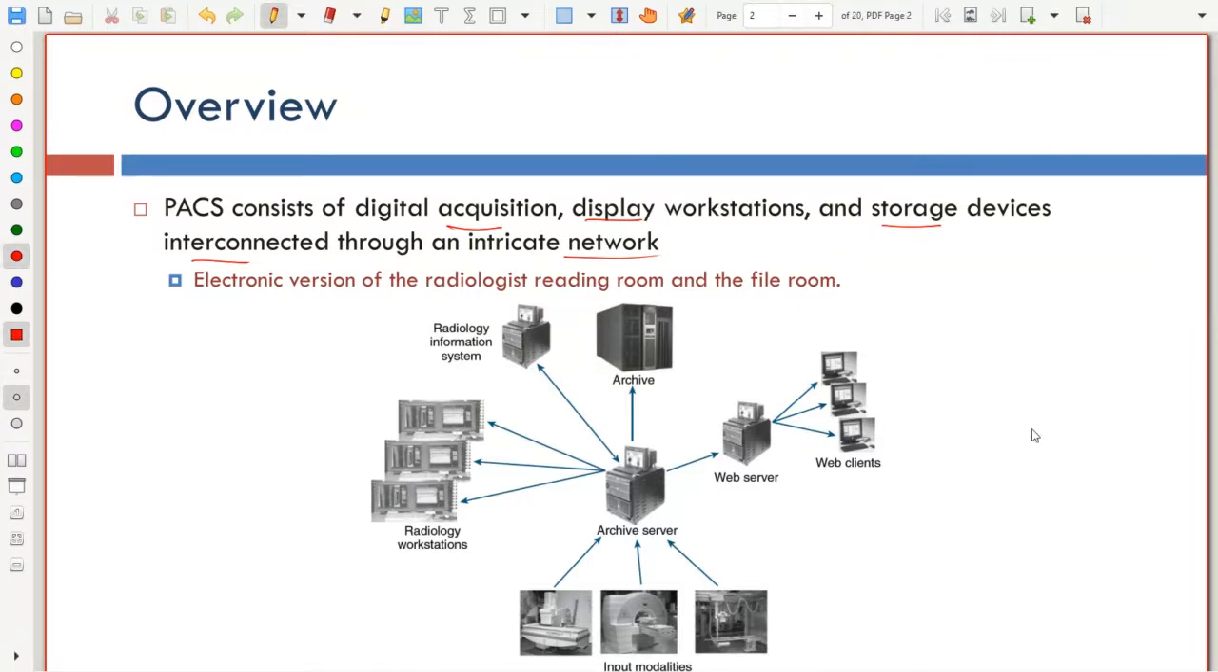Anyway, the third element is storage, and this storage is huge. It's very different from the EHR. The information contained in the EHR that we talked about before is mainly related to the report that the doctor wrote about this patient from the images. When the doctor writes a report, it doesn't include all the images. Here we have all the images.